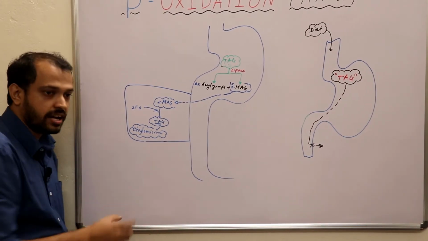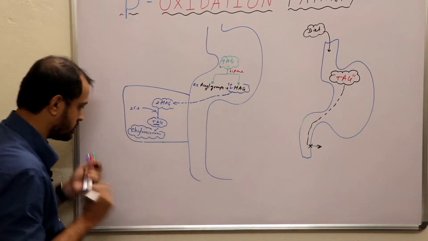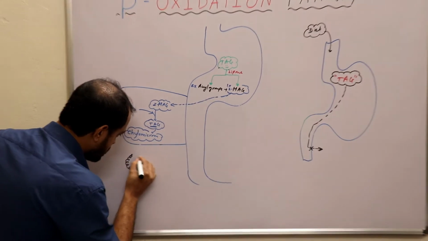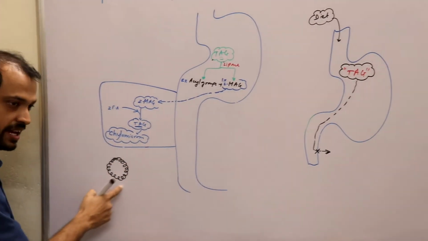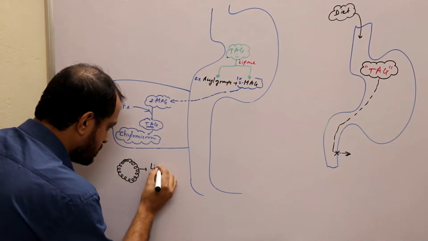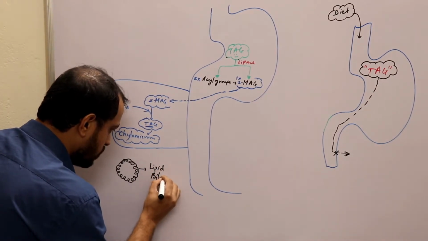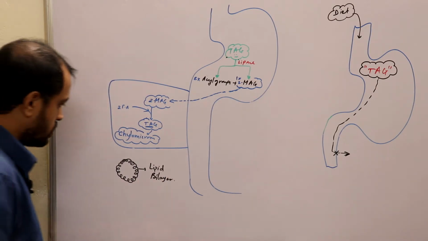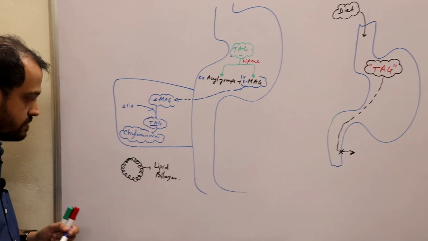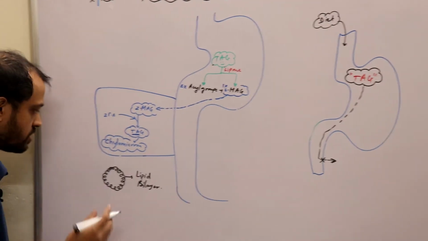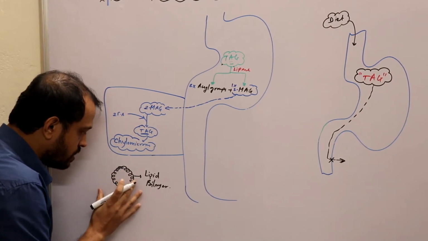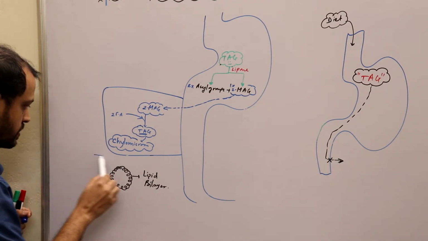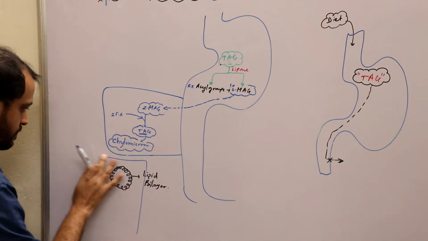So what is a chylomicron? A chylomicron is like a boat. It's like this, a lipid bilayer. A chylomicron is a big lipid bilayer. Now the first question is this: suppose the chylomicron is moving through a blood vessel. Suppose this is a blood vessel.